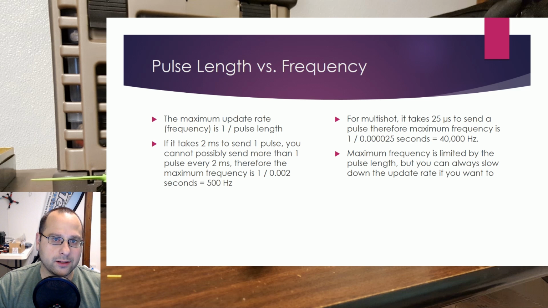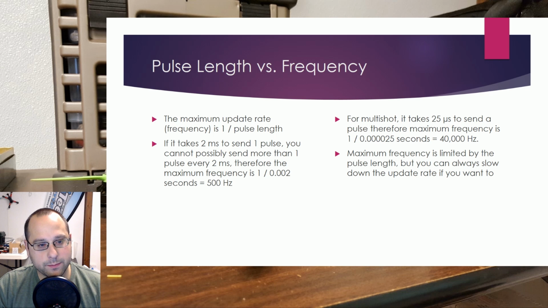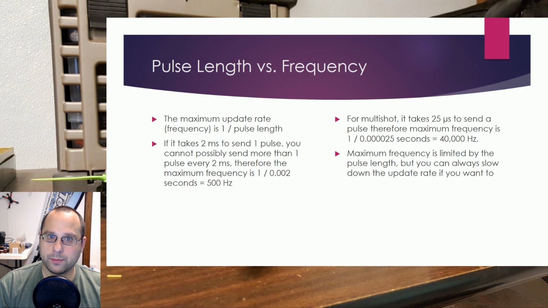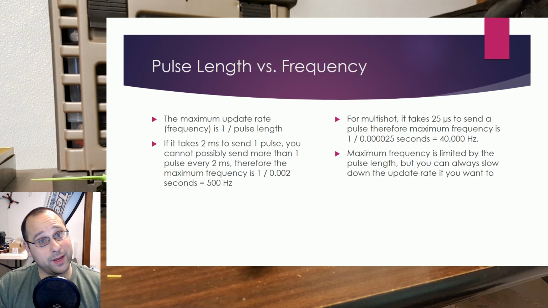In case it's not clear, there is a relationship between pulse length and frequency, and the relationship is that the maximum frequency you can have is 1 over your pulse length. If it takes you 2 milliseconds to send one pulse, then you can't send more than one pulse every 2 milliseconds, obviously. It's like if you're at work and you say, boss, it takes me 10 minutes to make a pizza. And the boss says, well, I need you to make 12 pizzas an hour. You're like, well, boss, there ain't 2 of me, buddy. Right? It's the same thing.